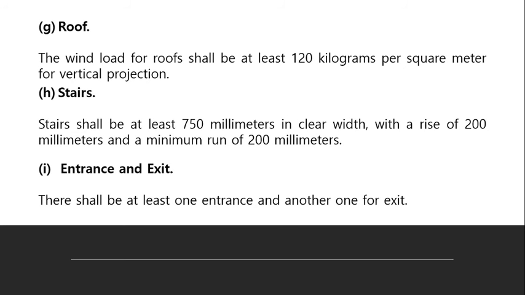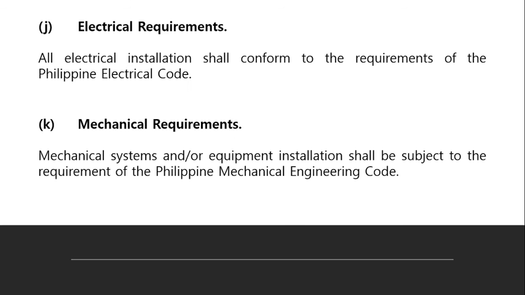So another is we have the roof, the stairs, and the entrance and exit. For the roof, the wind load shall be at least 120 kilograms per square meter for vertical projections. For the stairs, the stairs shall be at least 750 millimeters in clear width with a rise of 200 millimeters and a minimum run of 200 millimeters. And for the entrance and exit, there shall be at least one entrance and another one for exit.